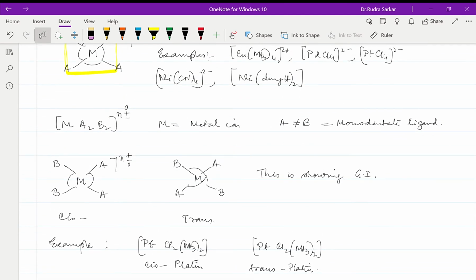What about the dipole moment of this kind of complexes? Out here we will say that since similar atoms are having an angle of 90 degrees, so this will be having a dipole moment that is not equal to 0. But out here we will say that here the individual moments are getting cancelled because the ligands are lying at 180 to each other. So over here the dipole moment should be equal to 0.